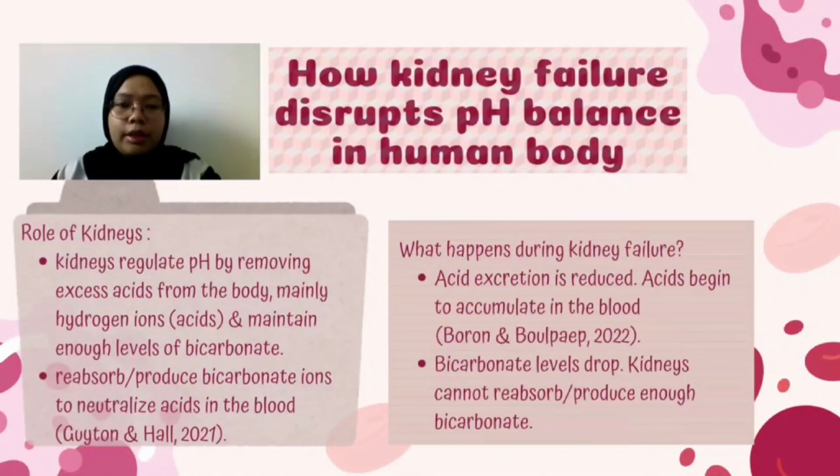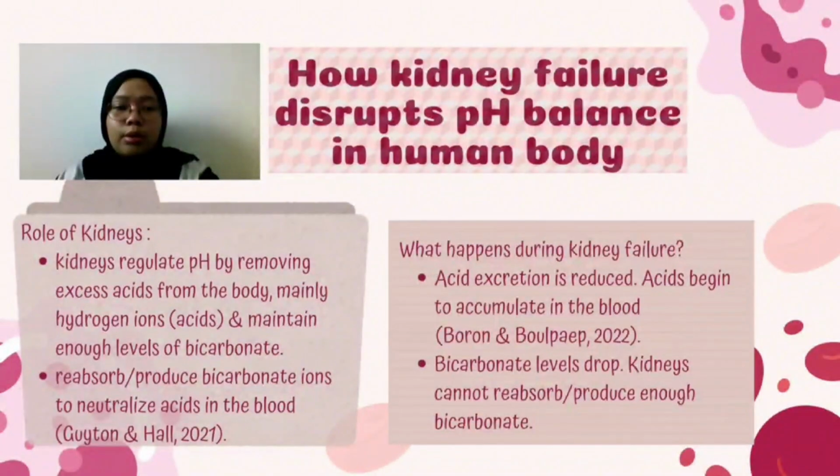My name is WARDAH, and now I will present about how kidney failure disrupts pH balance in the human body. In a healthy body, kidneys help maintain blood pH around 7.35 to 7.45. So, what is the role of kidneys? Kidneys regulate pH by removing excess acid from the body, mainly hydrogen ions, which are acid, and maintaining enough levels of bicarbonate. Bicarbonate ions act as a buffer that is important to neutralize our blood.